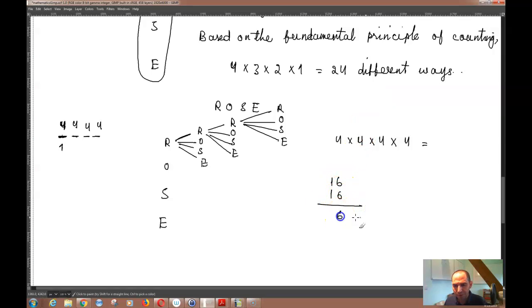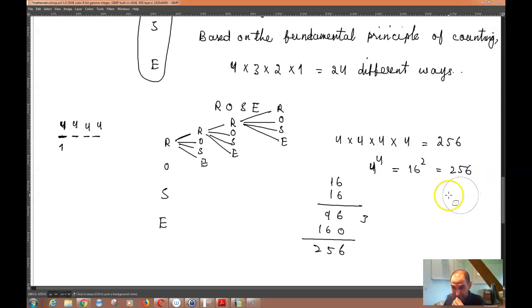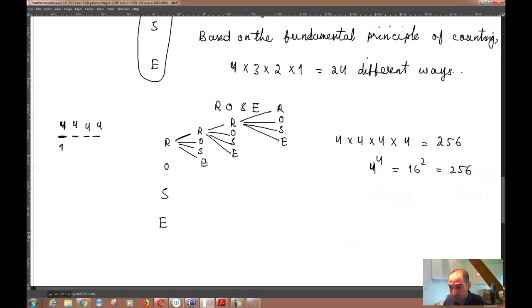which is 256. That is 4 raised to the power 4, which is the same thing as 16 raised to the power 2, which is equal to 256. So there you could actually make 256 different words, right?